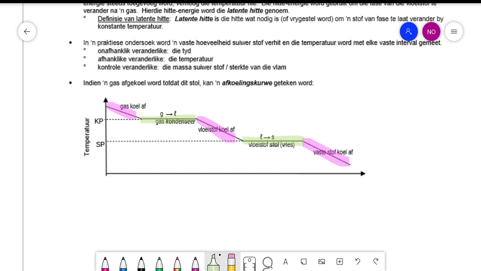So daar gaan hulle af. What stays constant during the green phase? Die kinetiese energie, want, sien julle, die temperatuur bly dieselfde. So because the temperature remains the same, it means that kinetic energy remains the same. Okay? What is changing? Die potentiële energie. And what does a change in potential energy mean? Means that the distances between these particles, are they becoming bigger or smaller?